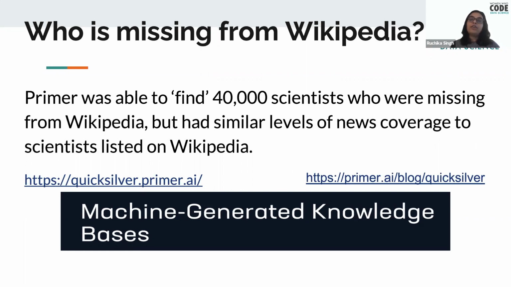But the human eye and the human population can miss information. So these guys came up with a way of making new entries about 40,000 people who are not on Wikipedia, using the data and using NLP. I think that's really fascinating. I always imagined that every Wikipedia entry is written by somebody or curated by some human being, but that's not true.